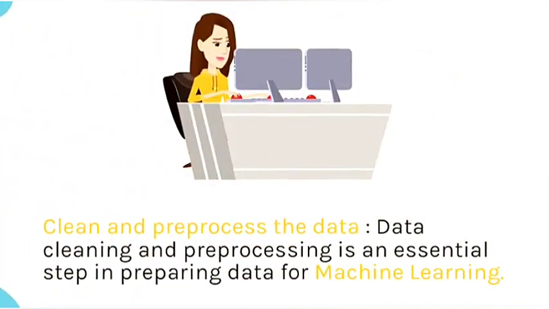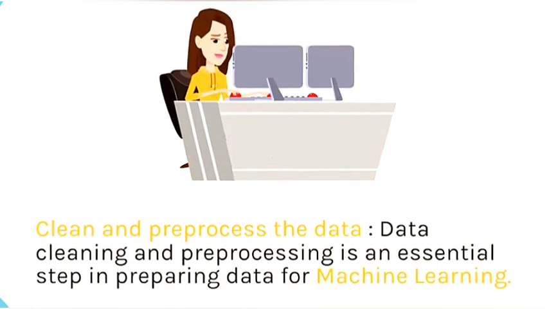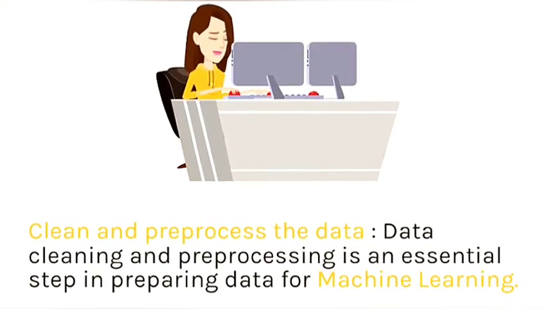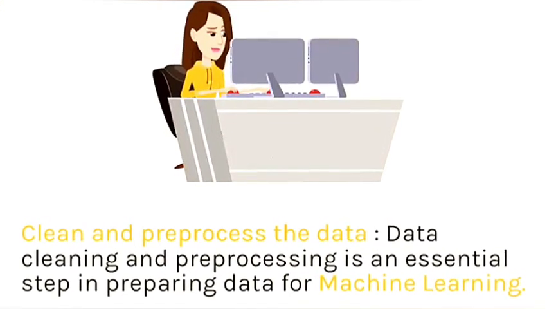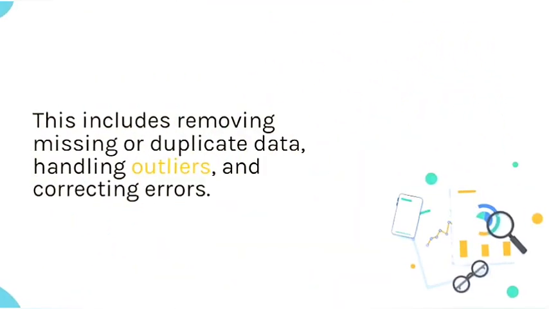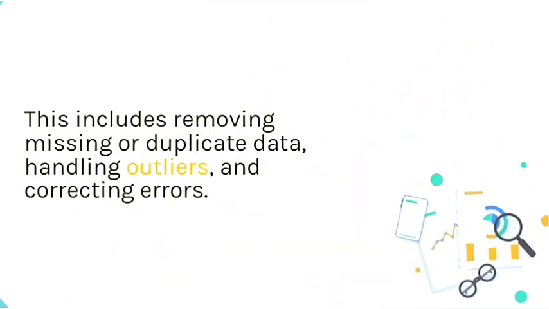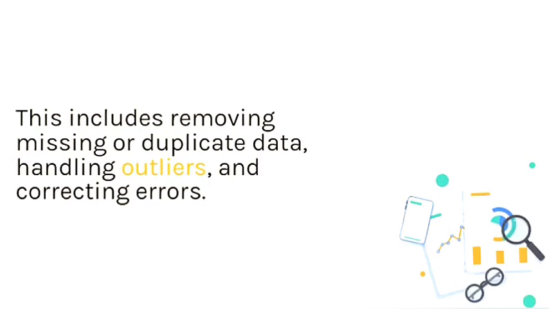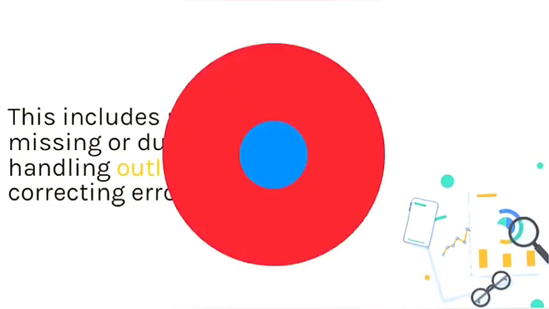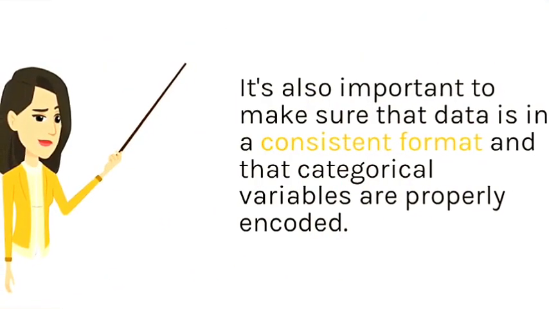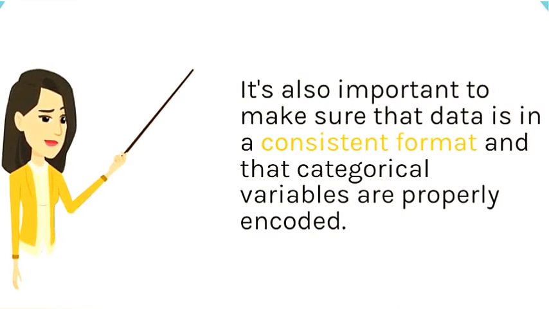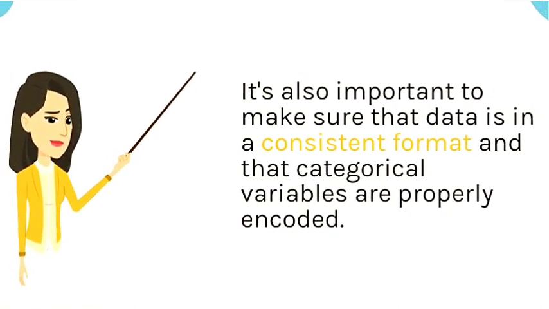Clean and pre-process the data. Data cleaning and pre-processing is an essential step in preparing data for machine learning. This includes removing missing or duplicate data, handling outliers, and correcting errors. It's also important to make sure that data is in a consistent format and that categorical variables are properly encoded.